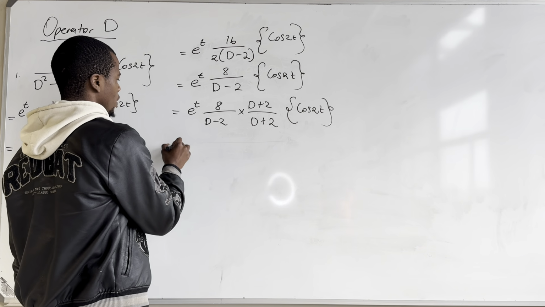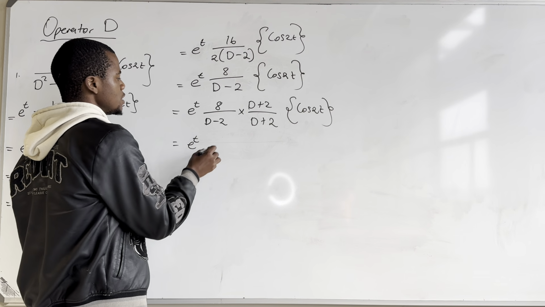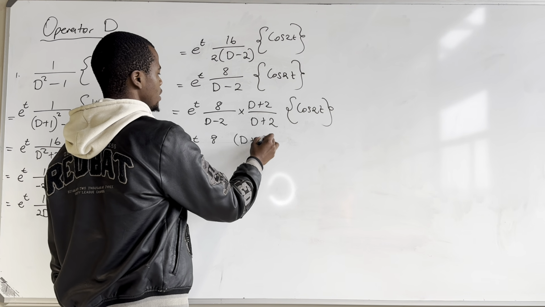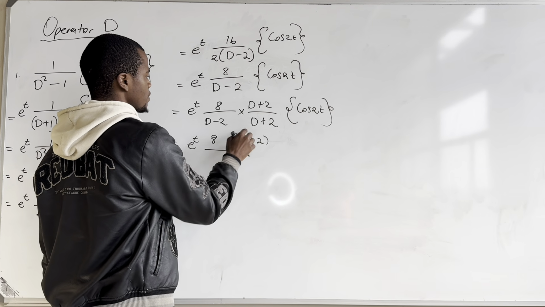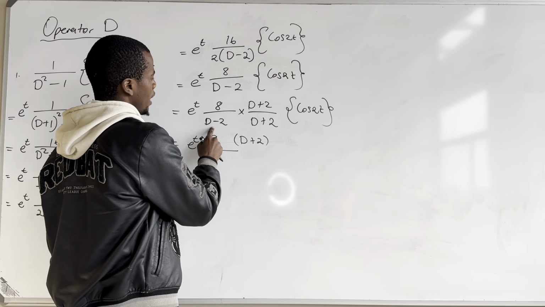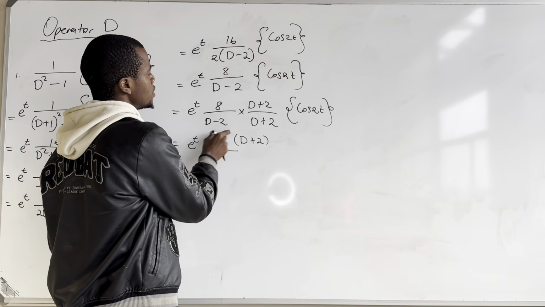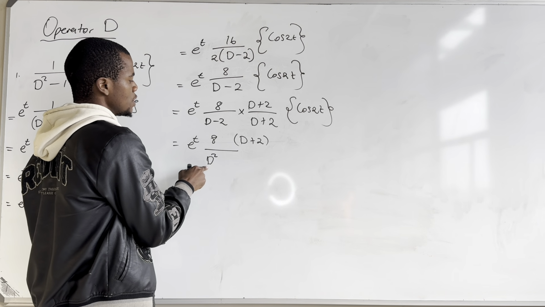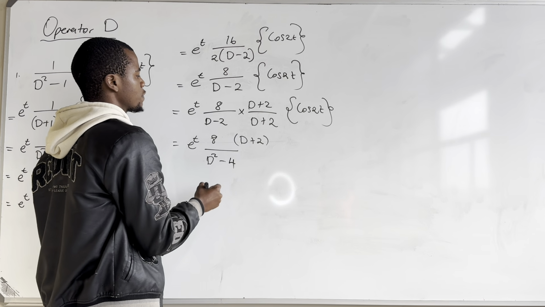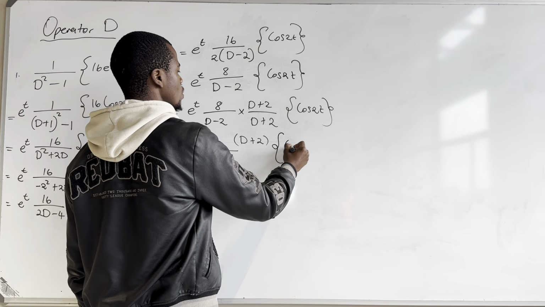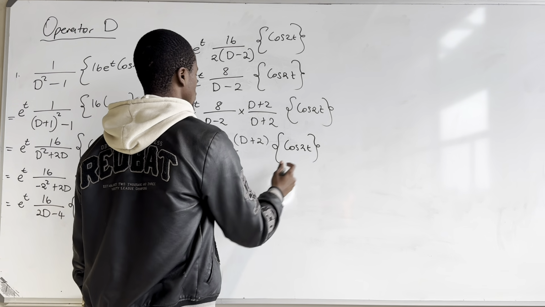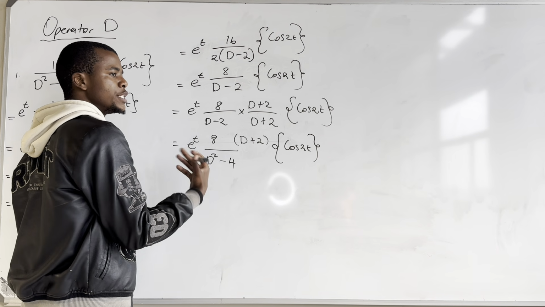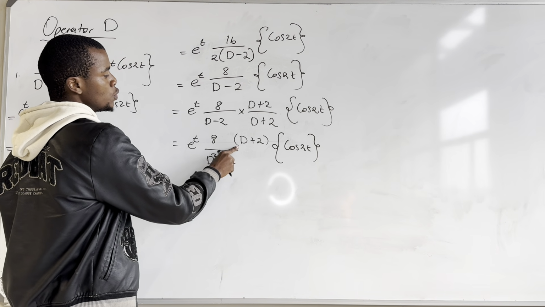Okay, so we have e to the power of t, and then we have 8, and then we can just leave this one here, and then we have what? D times d, it will be d squared. This is just a simple difference of squares, so it is d squared minus 4, and then operating on cos 2t. So now we have the d squared, so we are going to apply theorem 3.